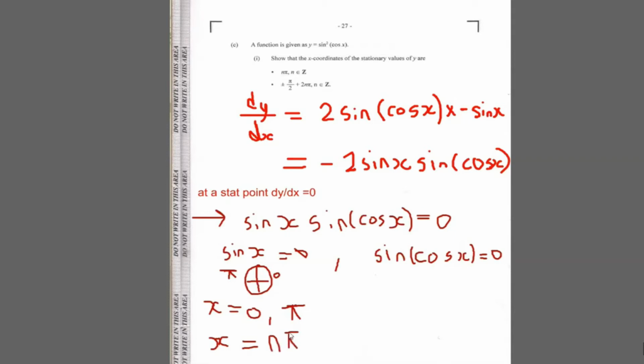No matter what n is, it will still be 0, 5, 10, 20, it doesn't matter. So x is n pi, so we show this part. So that part is shown. Now we need to show this part.